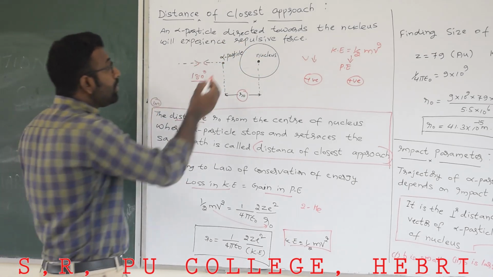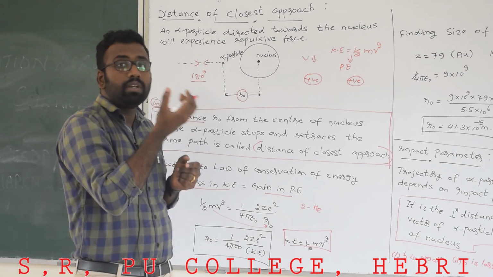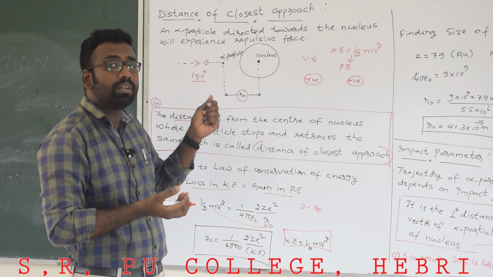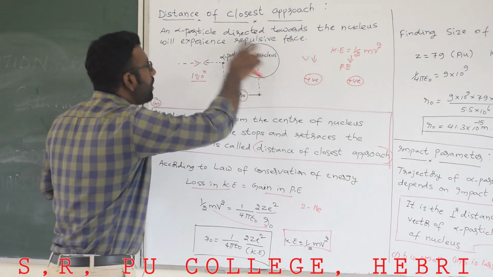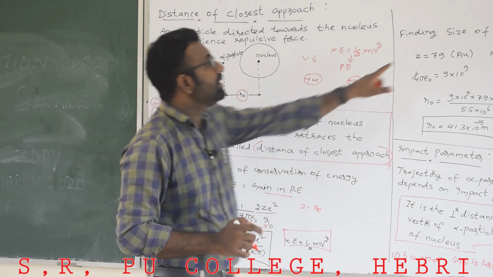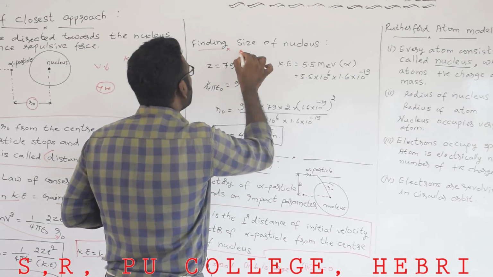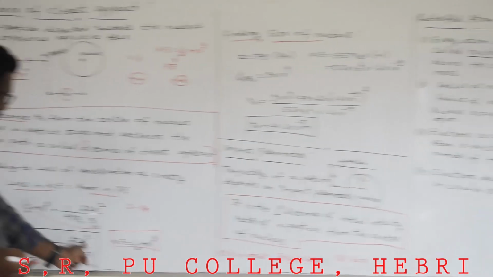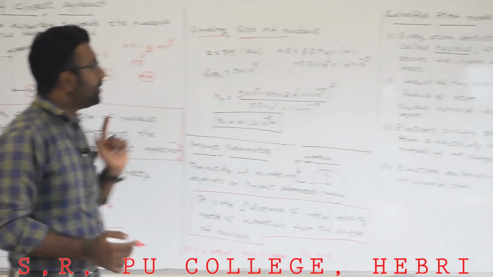Correct? So up to a point where the nucleus has the strongest field, the alpha particle can reach. After that, it will not be able to move further. So the boundary or the distance up to which the alpha particle can reach will be the size of the nucleus. So we can make use of this formula, r0 is equal to 1 by 4 pi epsilon naught Z square divided by kinetic energy, to find the size of the nucleus.